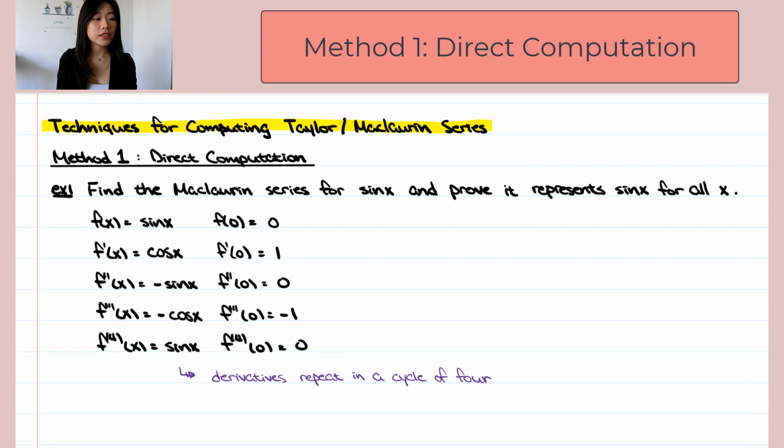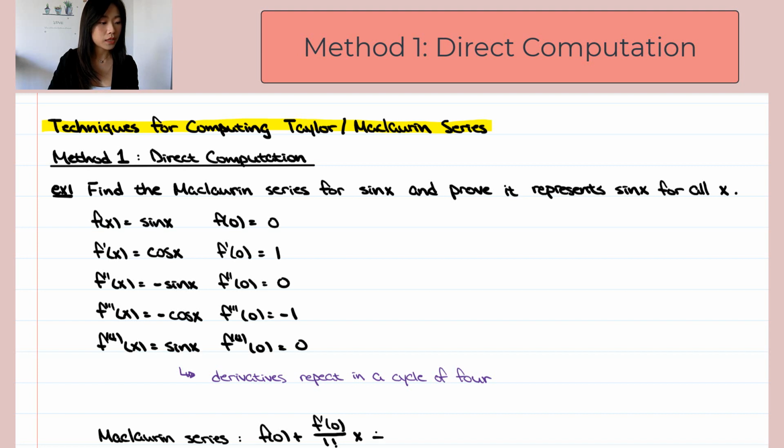Now let's write out the Maclaurin series using the derivatives evaluated at 0 that we just found. The first few terms are f of 0 plus the first derivative at 0 divided by 1 factorial, times x, plus the second derivative evaluated at 0 divided by 2 factorial, times x squared, plus the third derivative evaluated at 0 divided by 3 factorial, times x cubed, and so on.